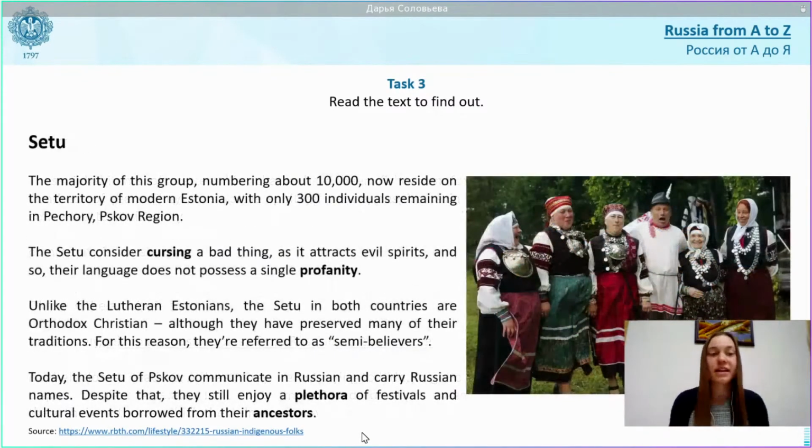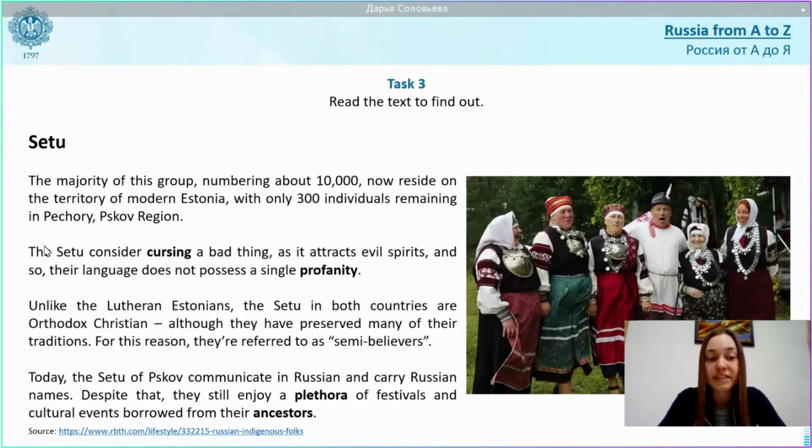And the next piece of this text, the majority of this group, numbering about 10,000, that's about the Seto. The majority of this group, numbering about 10,000, now reside on the territory of modern Estonia, with only 300 individuals remaining in Pechory, Pskov region. The Seto consider cursing a bad thing, as it attracts evil spirits, and so their language does not possess a single profanity.